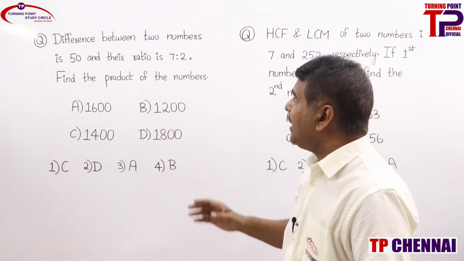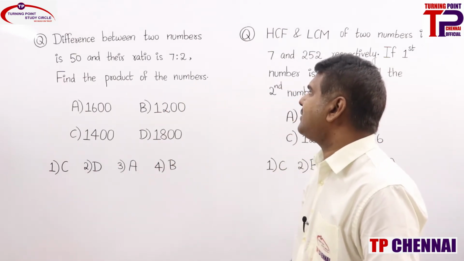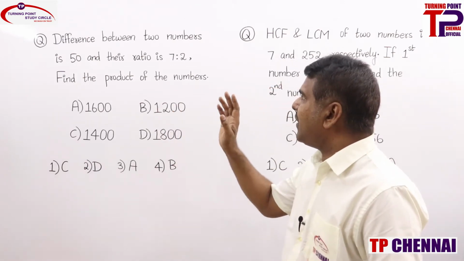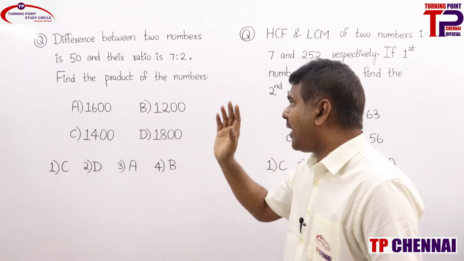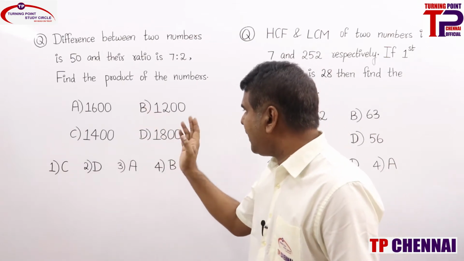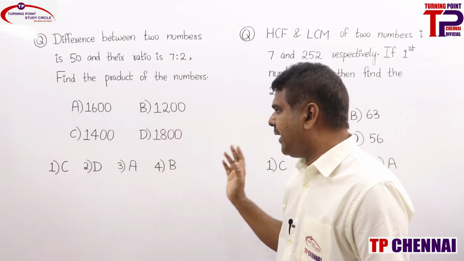So first one: the difference between 2 numbers is 50 and their ratio is 7:2. Find the product of the numbers. Options given: A 1600, B 1200, C 1400, D 1800.